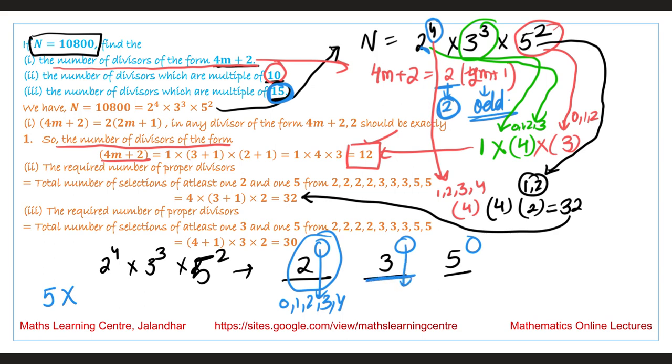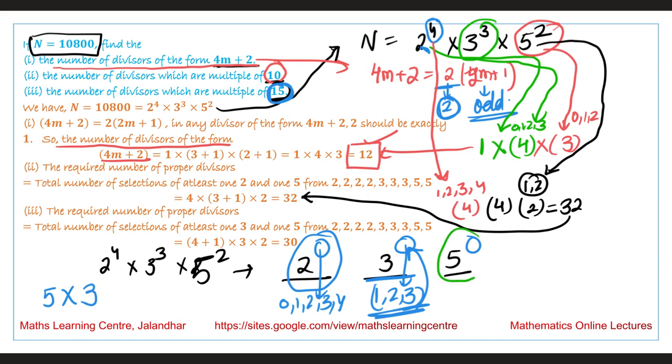The options we have are 1, 2 and 3. We have to choose out of these 3 numbers as the power of 3, because it cannot be 0, otherwise it will not be a multiple of 15. So we have to choose out of these 3 options.